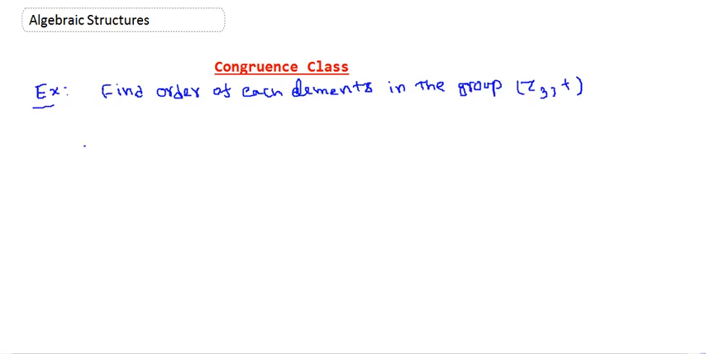So now we're going to find the orders. Here we have some example. We're going to find the order of each element in the group Z3 with the composition addition. So what is Z3? Z3 is a collection of 3 distinct classes: 0 bar, 1 bar, 2 bar.